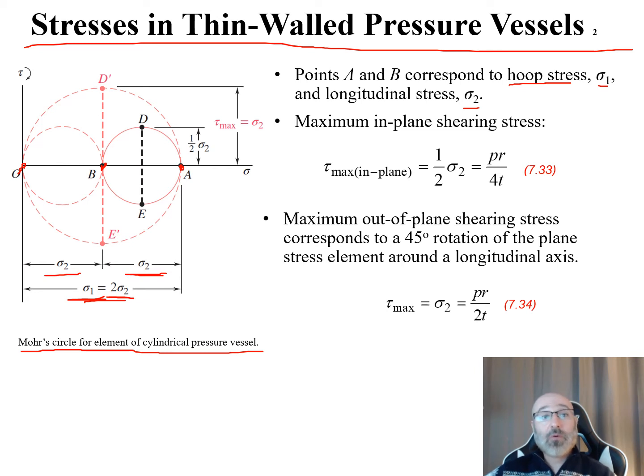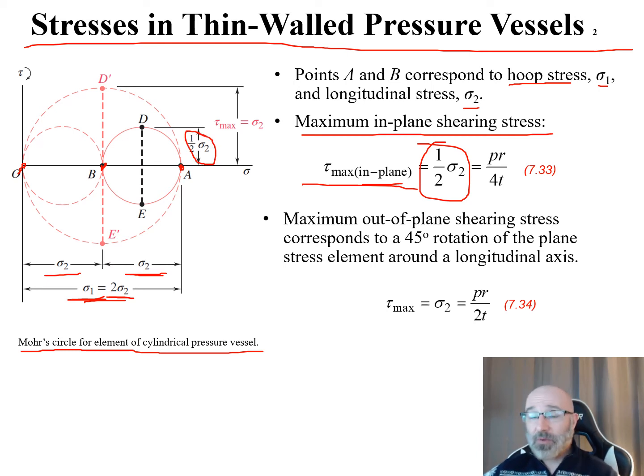And this is what we refer to over here as our maximum in-plane shearing stress, or our tau max in plane. And this is that 1/2 sigma 2, which comes directly from that right there. Now this is also equal to, as we can see from our previous derivations on the slide before this, and also from our equation 7.33 in our textbook, we can plug in our value for sigma 2. And if we have that value for sigma 2 here, 2 times 2 is equal to 4. So then we're left with our tau max in plane equal to PR over 4T.